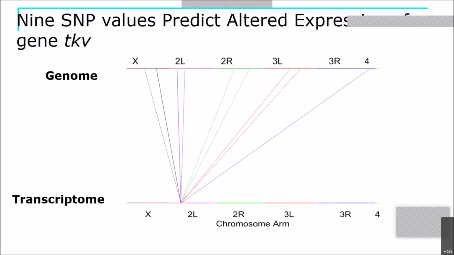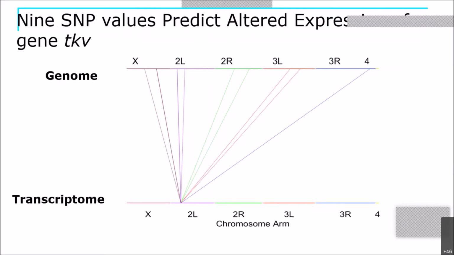So here's an example of a FLAM result for one transcript, which is for the transcript level of the gene TKV, which stands for thick vein, or vein refers to the wings. And what you see is that 9 SNPs appeared more than half of the time across 100 FLAM models for the genomic determinants of this transcript level. So this, for those of you into gene regulation, is evidence for extensive transregulation for that particular transcript.